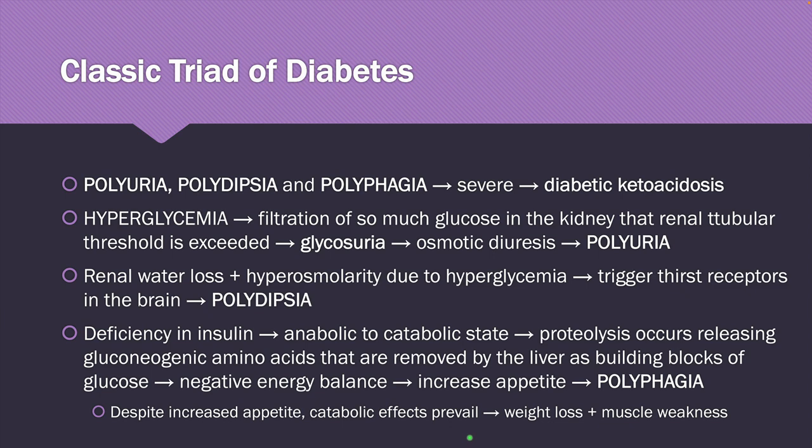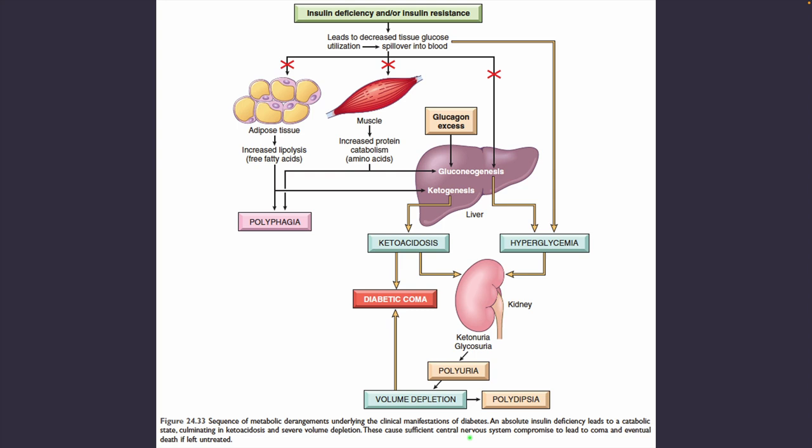However, as it progresses, despite increased appetite, the catabolic effects prevail. You may see weight loss and muscle weakness in some patients with DM. That's not unusual knowing the pathophysiology of diabetes. So this is a nice diagram from Robbins showing the development of the classic triad coming from a state of insulin deficiency and or insulin resistance. So review this on your own.